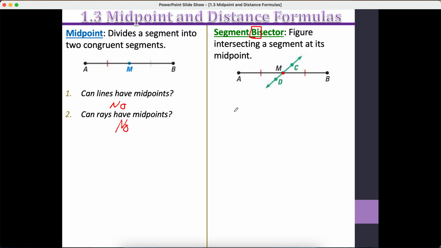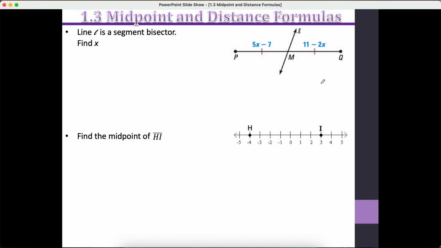So here, just to kind of know what we're looking at, what we see is that line CD, the green line, is the segment bisector. I'm going to call it SB for short because I'm lazy. It's the segment bisector of AB. That is segment AB. It goes through point M. That's the midpoint. We can see that because of the congruence marks. Boom, bisector.